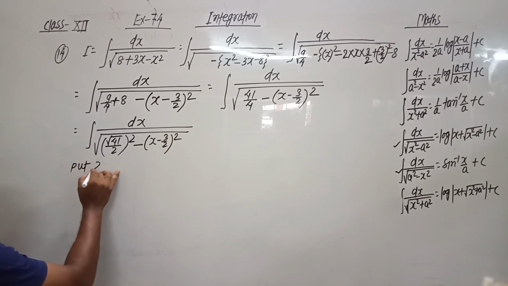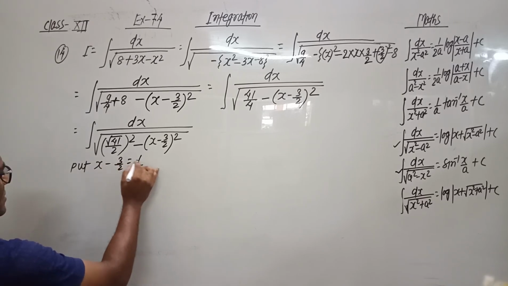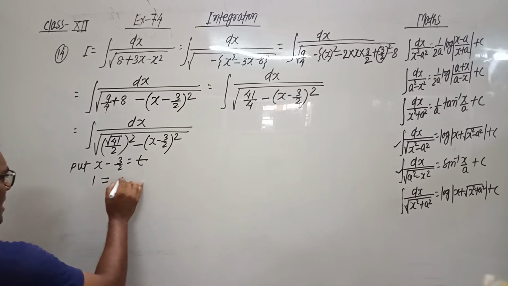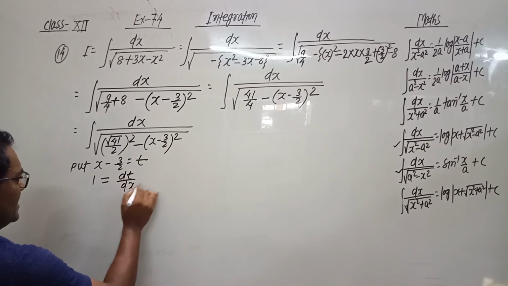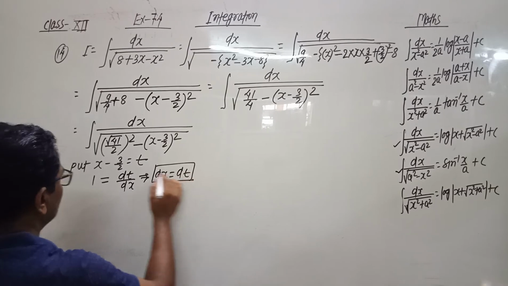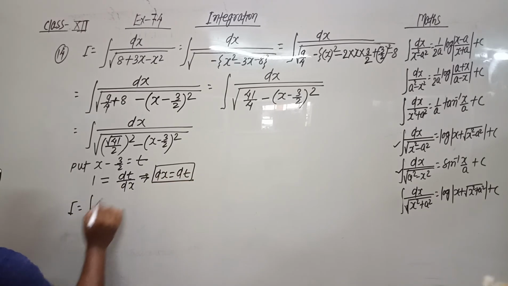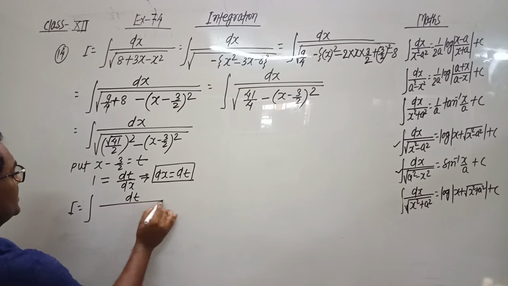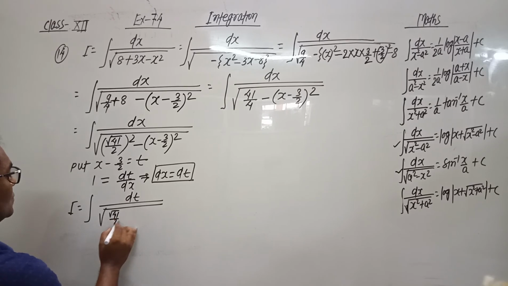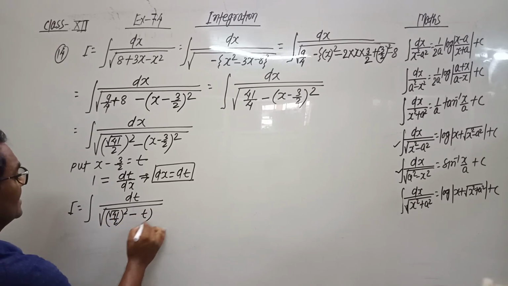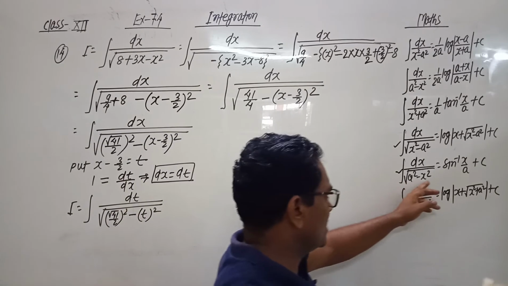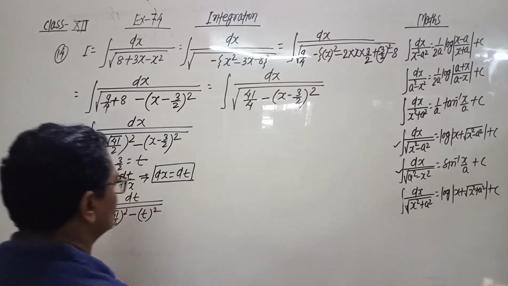Then put x minus 3 by 2 equals t. Derivative of x is 1, derivative of 3 by 2 is 0, and derivative of t is dt by dx, and we get dx equals dt. Now put these values. So I equals integration of dt upon root over root 41 by 2 the whole square minus t the whole square.